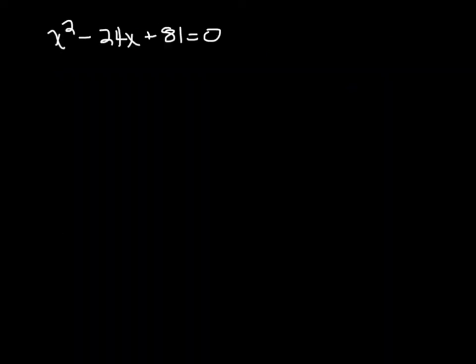So let's complete the square here. Remember, our first step is move C. So I'm going to subtract 81 on both sides, and I'm going to get x squared minus 24x, leave that space, equals negative 81.